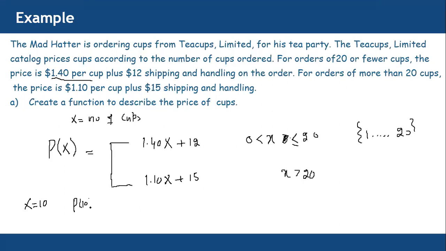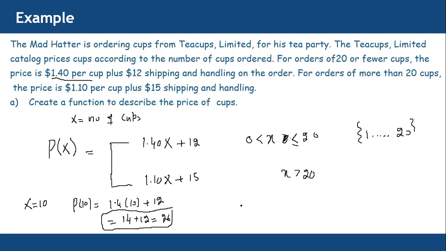Price of 10 cups equals 1.4 multiplied with 10 plus 12. 1.4 multiplied with 10 equals 14, plus 12 equals 26. If you want to order 10 cups, the price is 26.